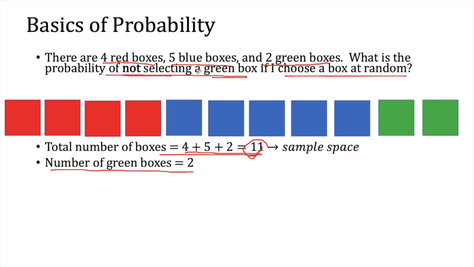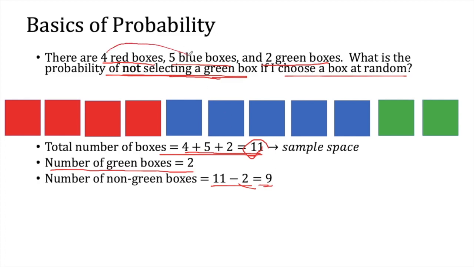So we essentially have to find the probability of not selecting a green box, which is the probability of selecting a box that is not green. And how many boxes are there that are not green? That's 11 minus 2, because the total number of boxes is 11 and the number of green boxes is 2, and that evaluates to 9 boxes. And you can easily figure that out because 4 plus 5 is also equal to 9.